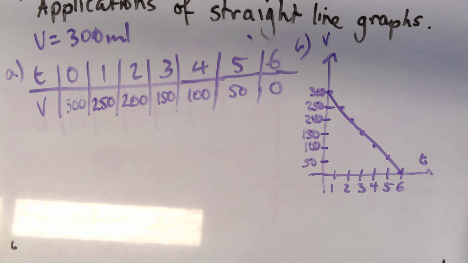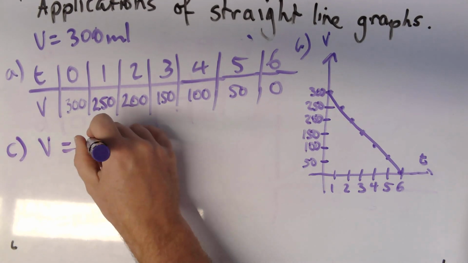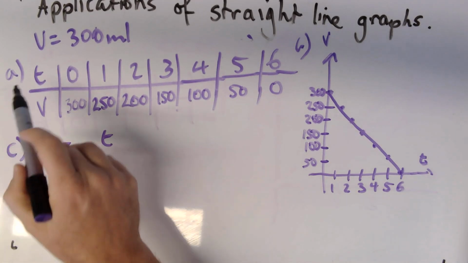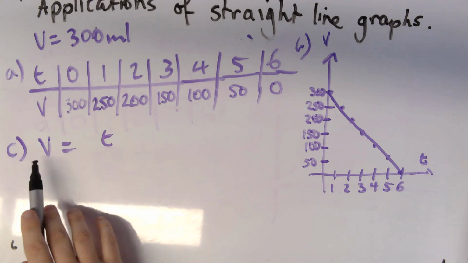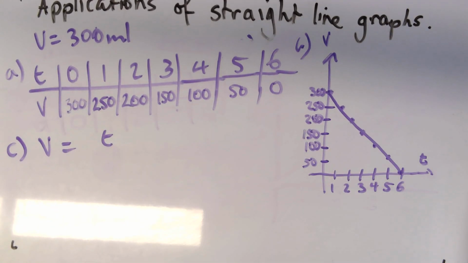Part C, write a rule linking our volume and our time. So we're going to need V equals something to do with T. Okay, again, what's the most common thing that people do wrong? X and Y, X and Y, X and Y. Make sure we use the variables that they tell us in the question.